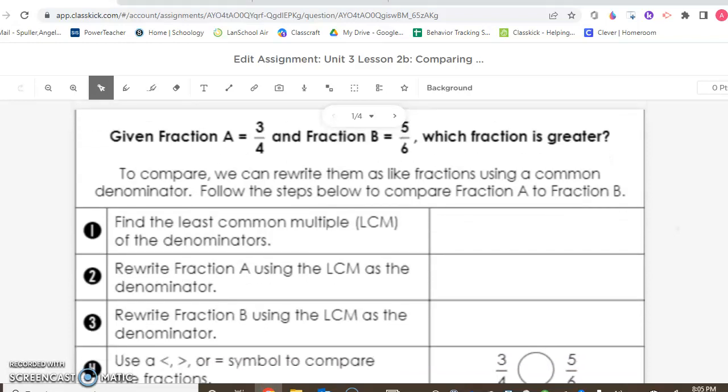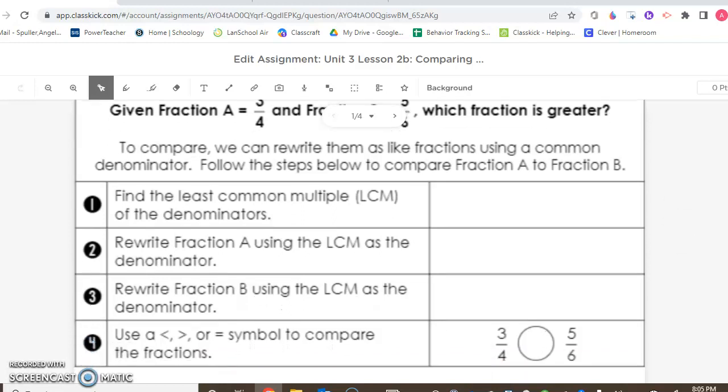All right, so there's 4 steps to comparing fractions. First off, the best way to do this is to find the least common multiple, or the least common denominator that you can use. Then you're going to rewrite fraction A using the LCM as the denominator, and rewrite fraction B with the LCM as the denominator, okay? And then we're going to be able to compare.